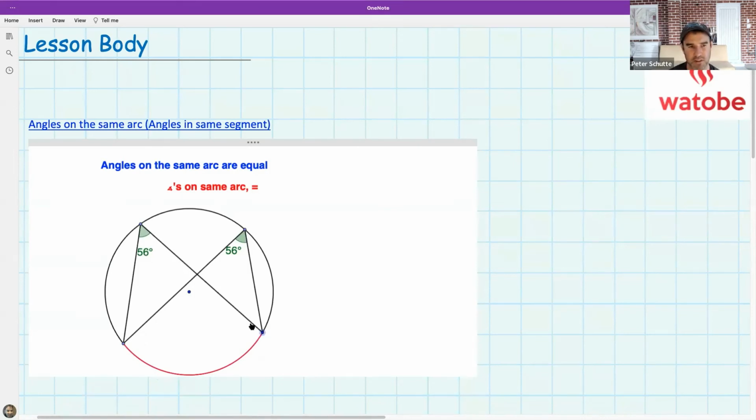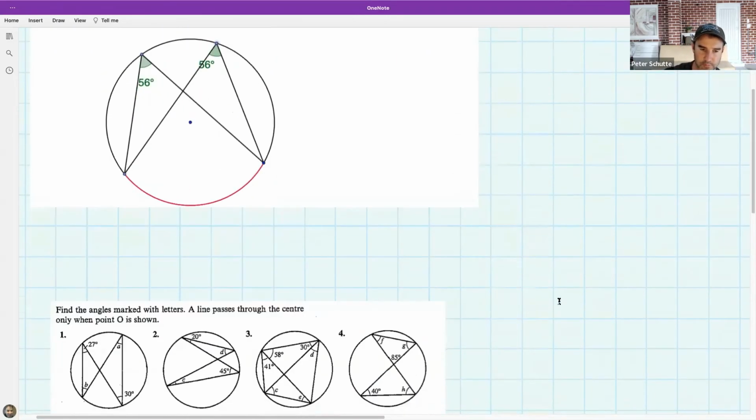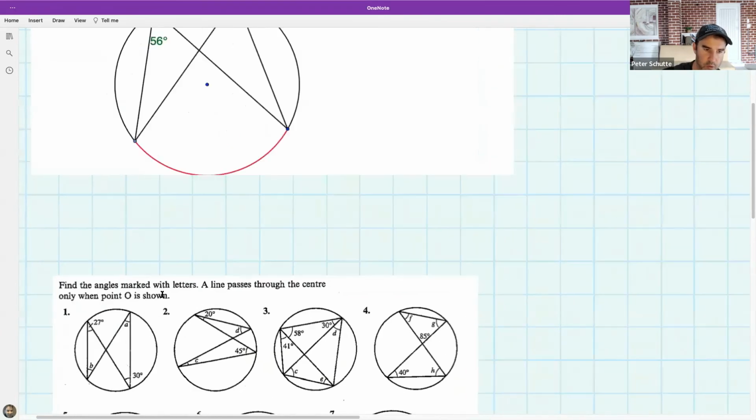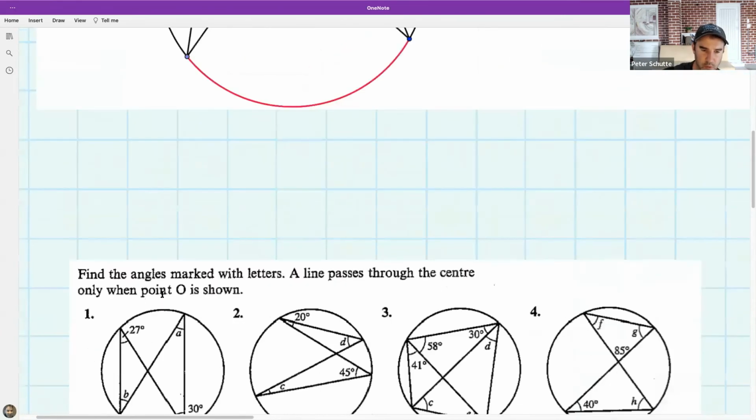Sometimes they call it angles in the same segment. Sometimes they call it angles on the same arc. It's the same basic idea. The main thing is I want you to just be aware of it. Now, how do we use this in a question? Well, let's do question number 1 together.